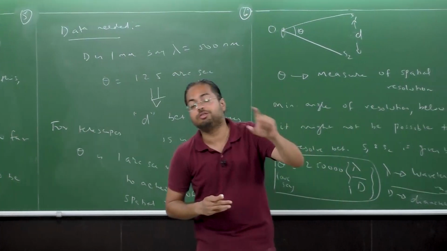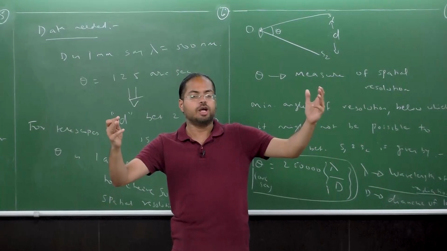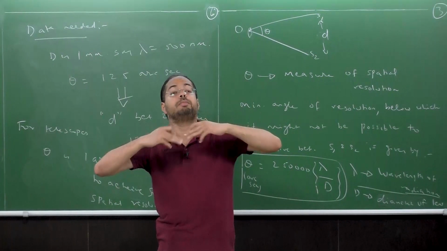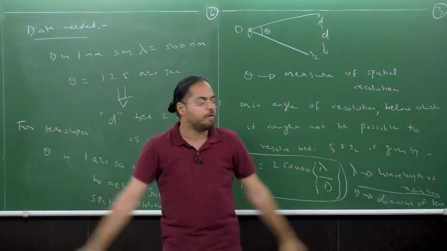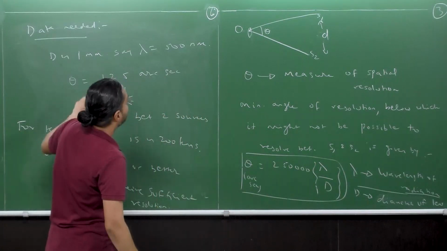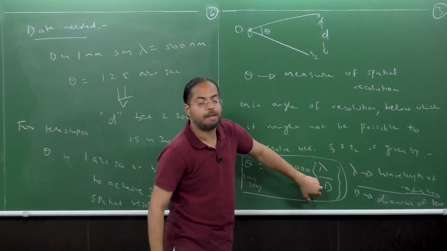So this also tells you, if you've ever seen telescopes, they always talk about the bigger telescopes being better. Why is that? Because the larger the diameter, that is the capital D, right?